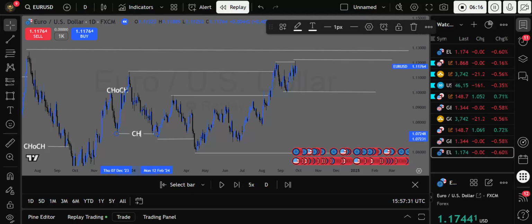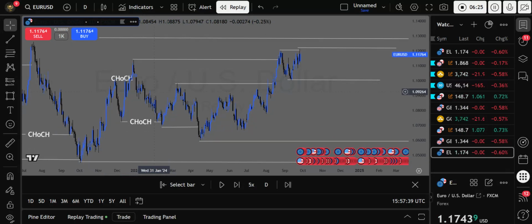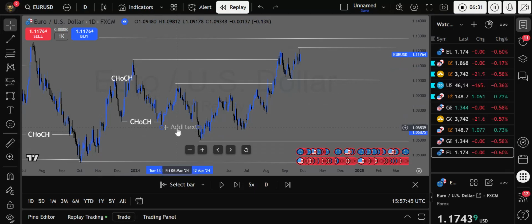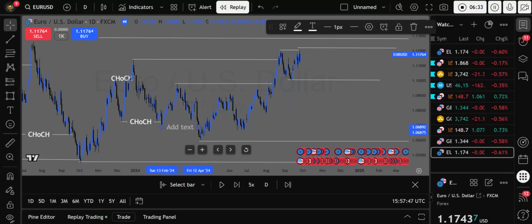I know people will ask, how are there so many changes of character? Is that possible? Obviously, guys, if the market fights a lot between buyers and sellers and doesn't show good results, or if the buyers are taking over, that's how the market works. So we created a low, went up, created a high, went down, and obviously broke. So this is going to be a break of structure.